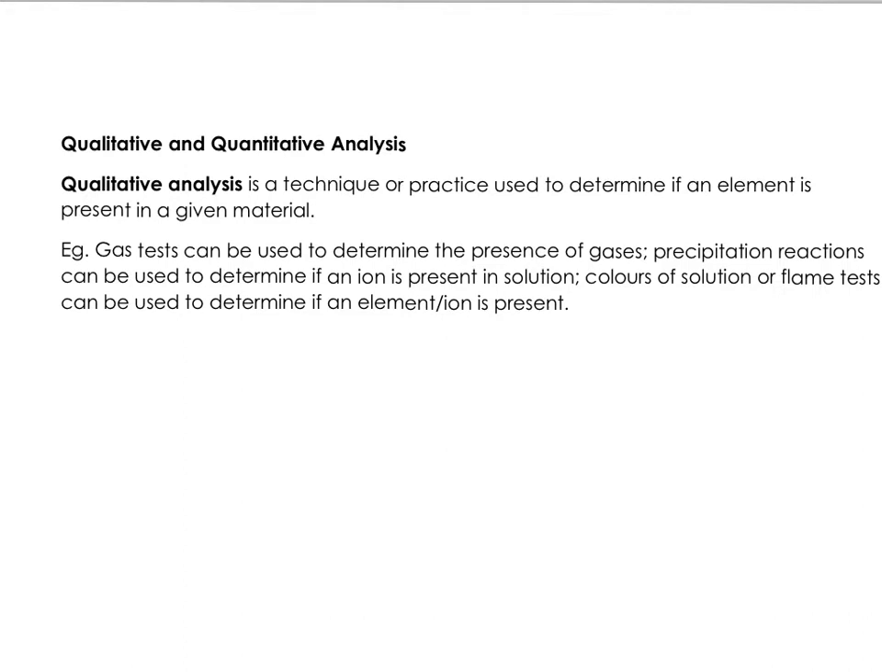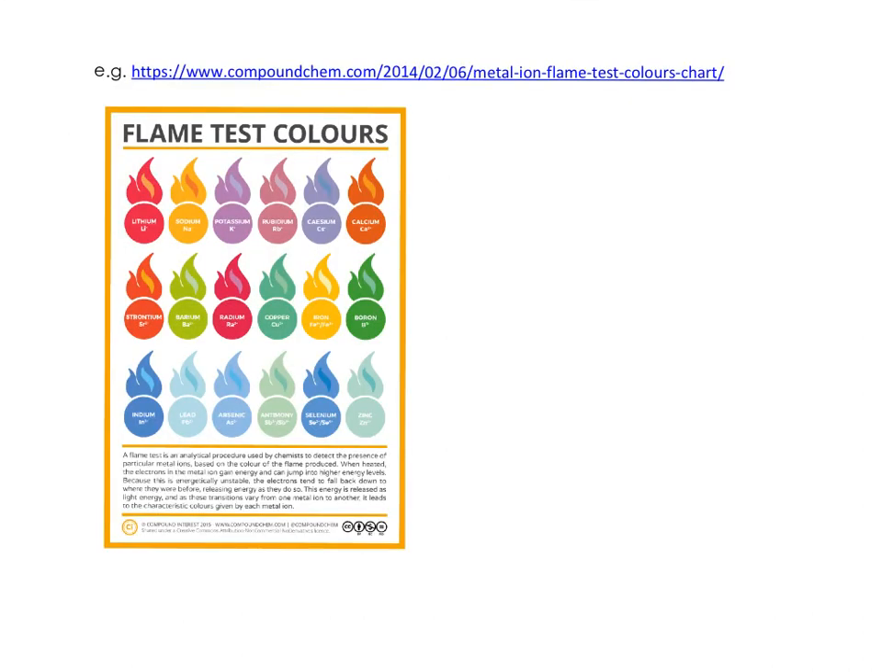Flame tests are really cool, and you can basically heat a sample over the hottest part of a Bunsen burner flame, and you will get discrete colors for the elements. This is a really nice flame test color chart put out by Compound Interest. This gentleman is a high school teacher, and he's made a lot of infographics. If you follow the link, it'll take you right to the website, but it's pretty accurate.